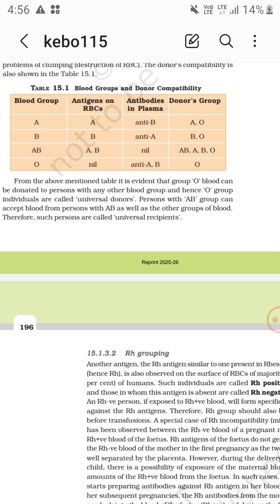Now if someone is A, the donor group can be A just like them, or O as the universal donor. Then B: B and O. AB can take from all, and O can be taken only by O. Okay, just remember this.